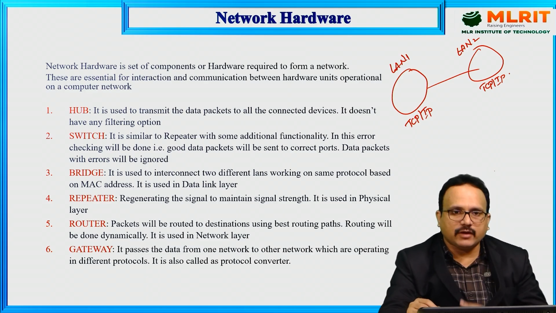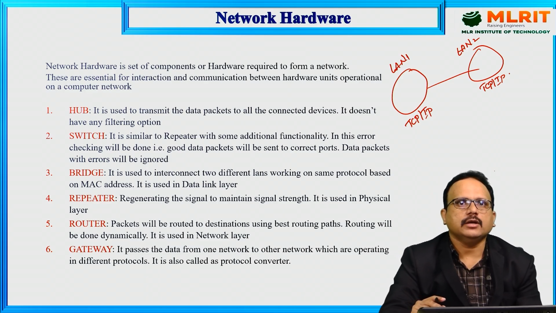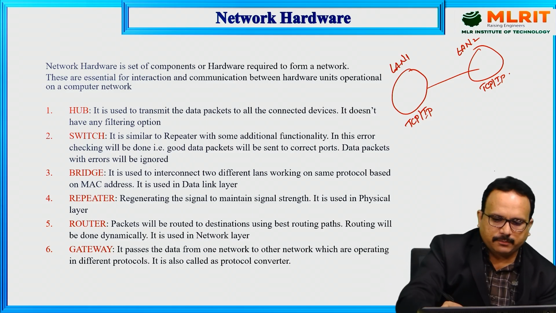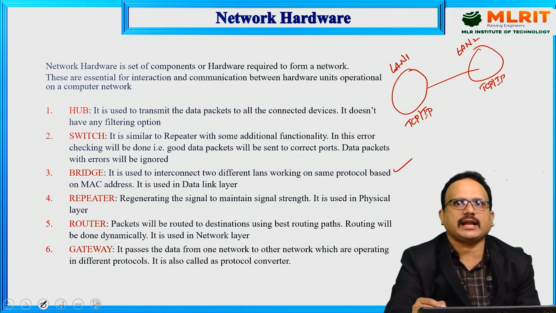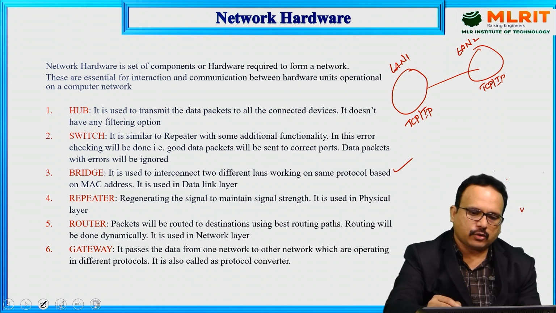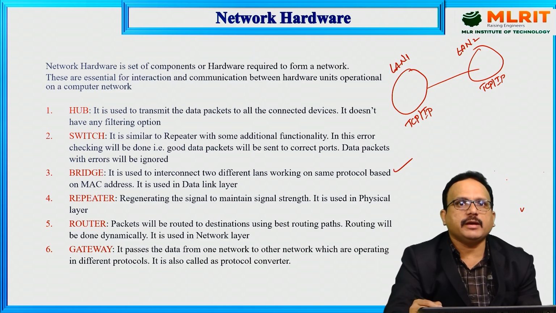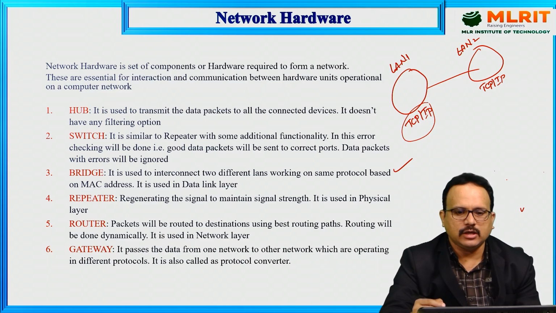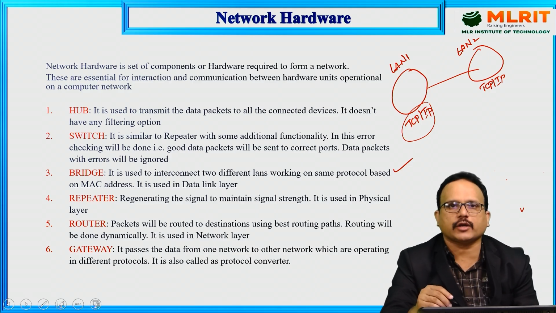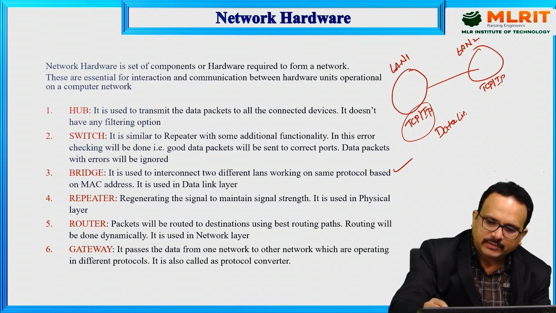So each and every local area network will follow some of the rules and regulations specified by the protocol, right? So this particular bridge is used to connect two different LANs. These are the two different LANs working on the same protocol. So the protocol of LAN 1 is TCP/IP and LAN 2 is also TCP/IP. Based on the MAC address, it is used to interconnect two different LANs working on the same protocol. And this particular bridge works in the data link layer.